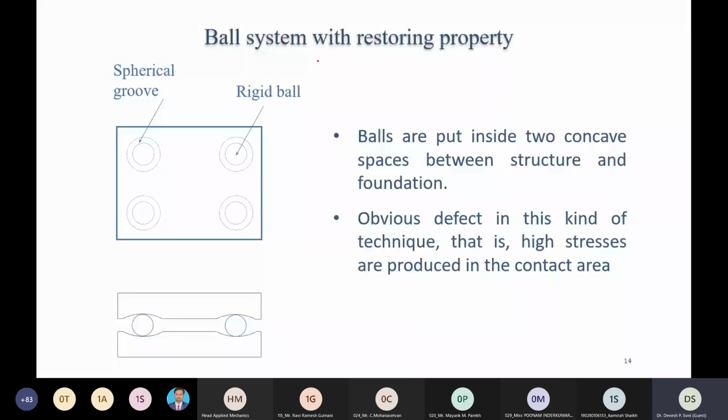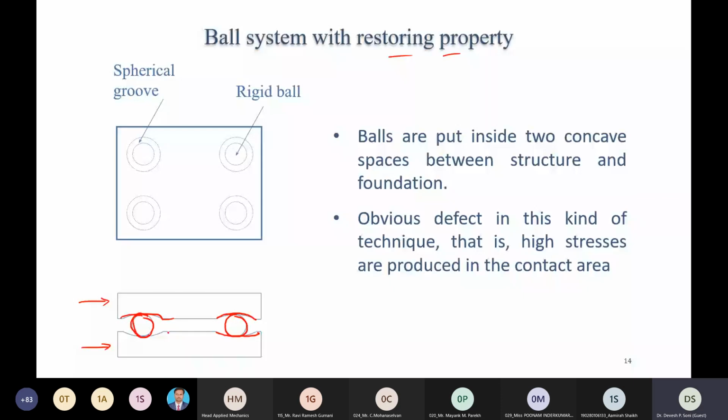See, ball type with restoring property. So you can see that there is one top plate and one bottom plate, and there are two concave shape portions, and a rolling ball is inserted in between. Okay, so concave shape is provided to have restoring force capacity, and this ball rolls within the concave shape.